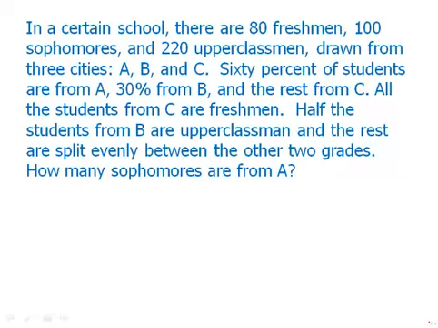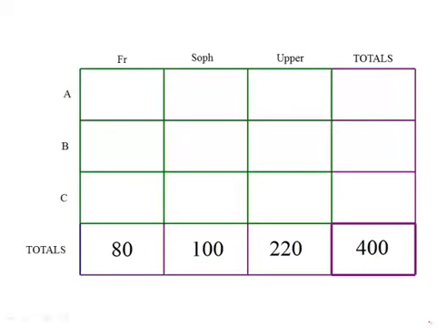And here we're given percent information, 60% from A, 30% from B, the rest from C. And then we have some other piece of information. All the students from C are freshmen, half the students from B are upperclassmen, and the rest are split evenly between the other 2 grades. How many sophomores are from A? So for this, we need an enormous double matrix table.